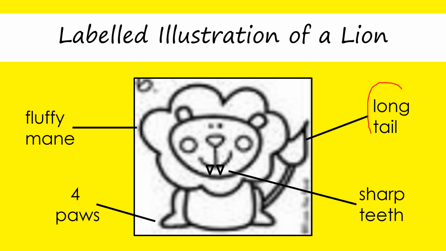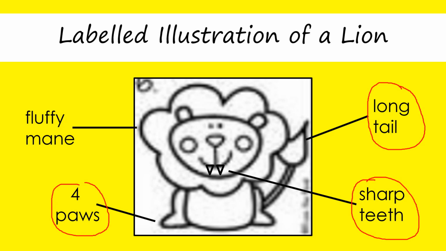Over here, I've got a line coming out from the lion's tail and it says long tail. Down here, I've got the words sharp teeth, and you can see that line is pointing to the lion's sharp teeth. Over here, we've got the words 4 paws. So even though we can't see all 4 paws in this drawing, we know that a lion has 4 paws, so we can still label that. And at the top, we've got the words fluffy mane, pointing to the lion's fluffy mane.